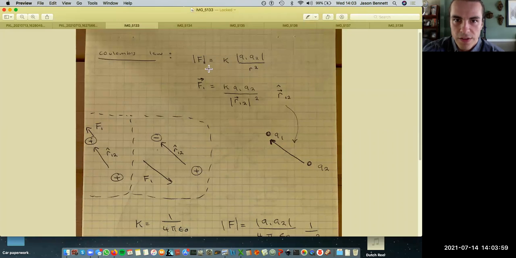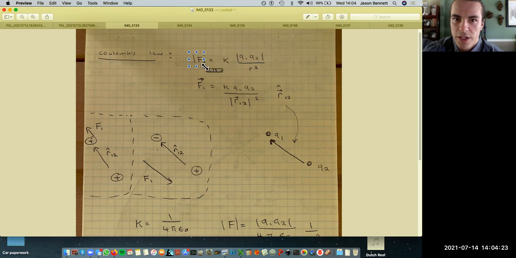Anyway, it has that little proportionality constant that basically tells you how strong the electromagnetic force is. It's a different constant for gravity, and a different constant for the nuclear forces. And then the force is proportional to the charge of one of them, the charge of the other one, and the distance between the two of them.